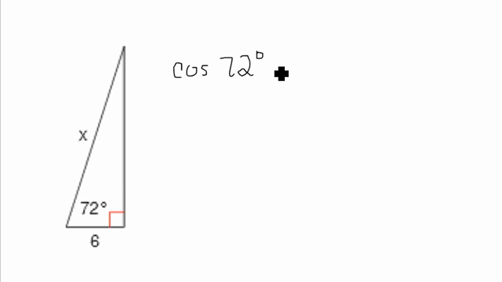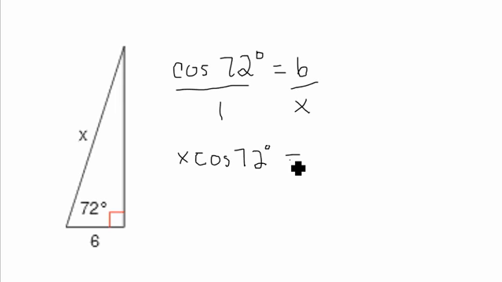is going to be equal to the length of my adjacent side divided by the length of my hypotenuse. Here's where you've got to watch with your cross multiplication. When you do your algebra, remember you're solving for the guy in the bottom. So as a result, you would get x times cosine of 72 degrees equals 6, and then finally x would equal 6 divided by the cosine of 72 degrees.